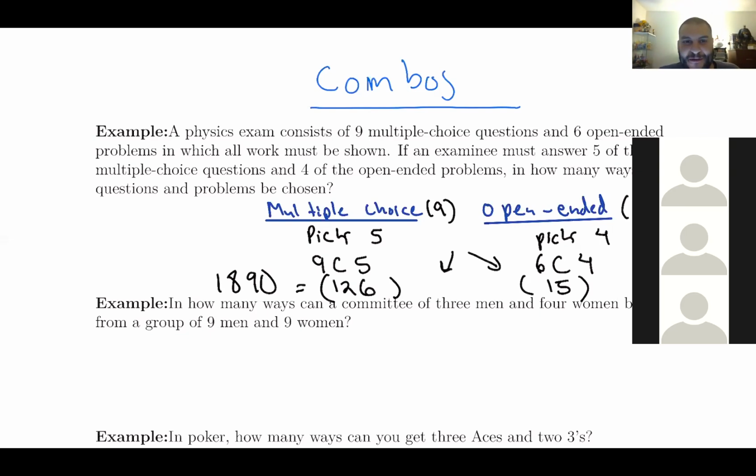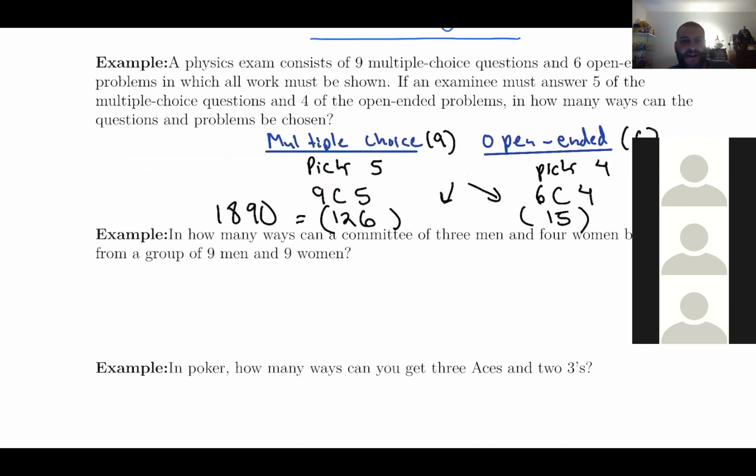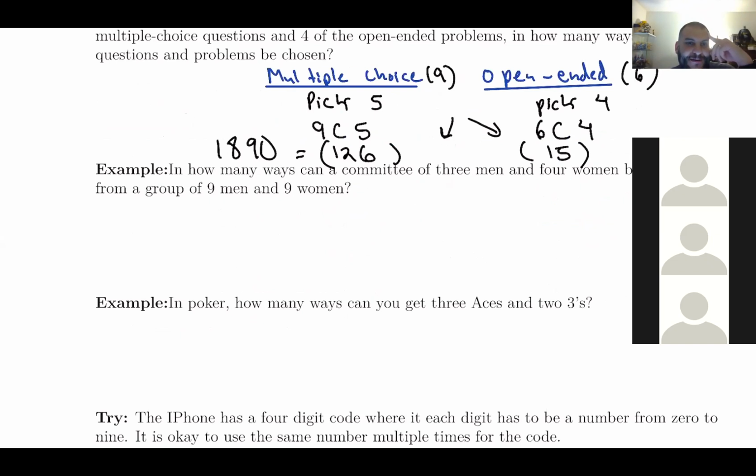All right. Any questions for that first problem? All right. So let's go on to the second problem. The second problem says, in how many ways can a committee of 3 men and 4 women be formed from a group of 9 men and 9 women?